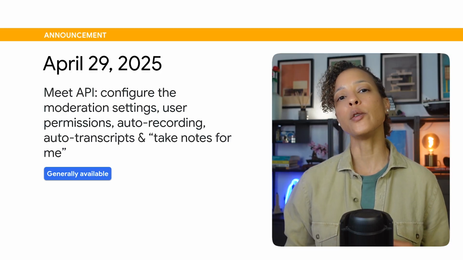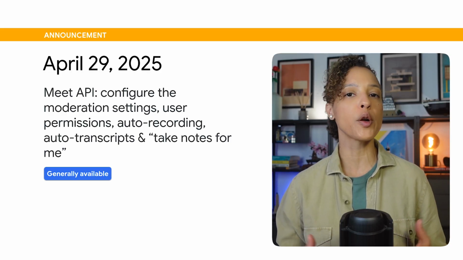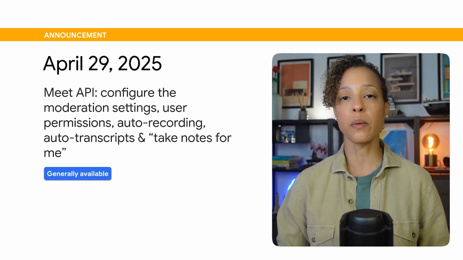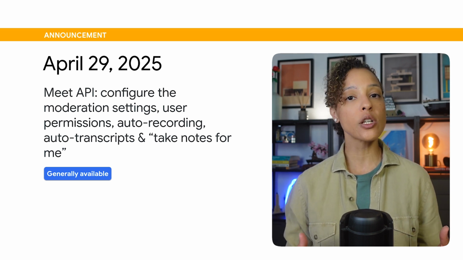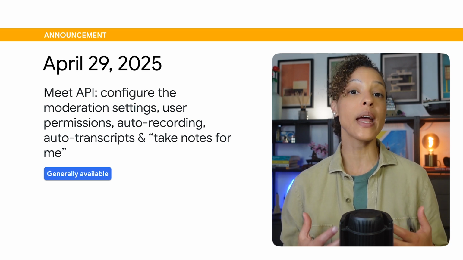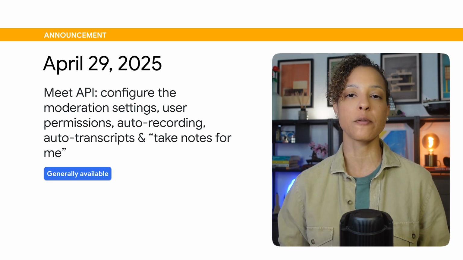Using the Meet API, you can now programmatically configure the moderation settings and the permissions users receive when they join a meeting space. Additionally, you can also pre-configure auto-recording, auto-transcripts, and take notes for me in meeting spaces.